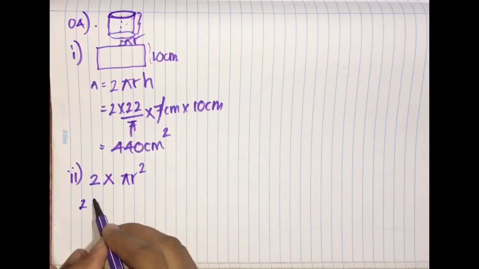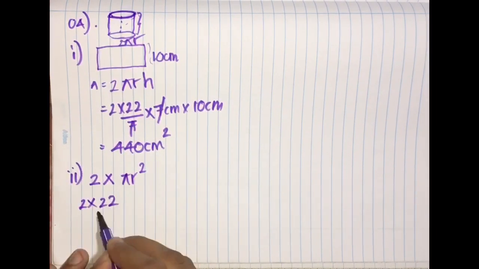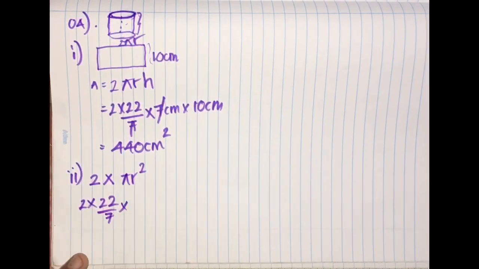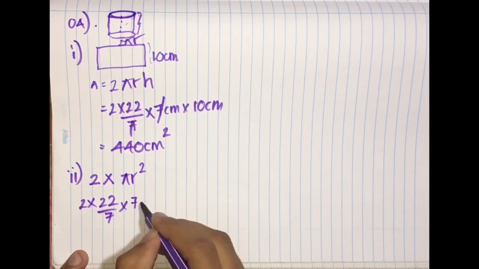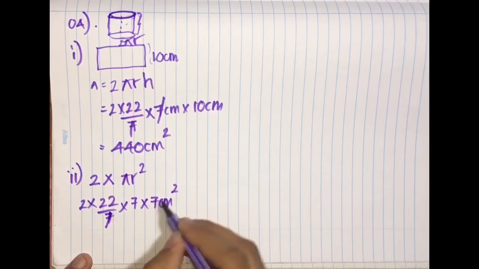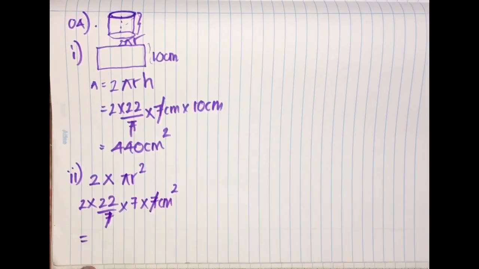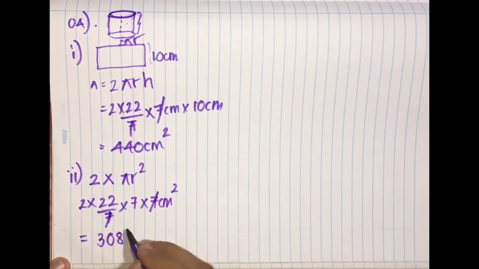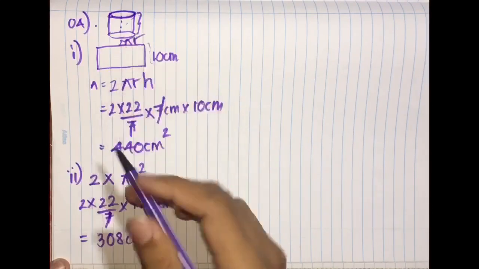Okay. Now let us simplify. How much is pi? 22/7. How much is r? 7 into 7. Let us write 7 centimeters squared. So one 7 will cancel off. That will give you how much? It should give you 308, I guess. Sometimes there might be simplification changes. Let me check it. Now this is the area of the curved surface.